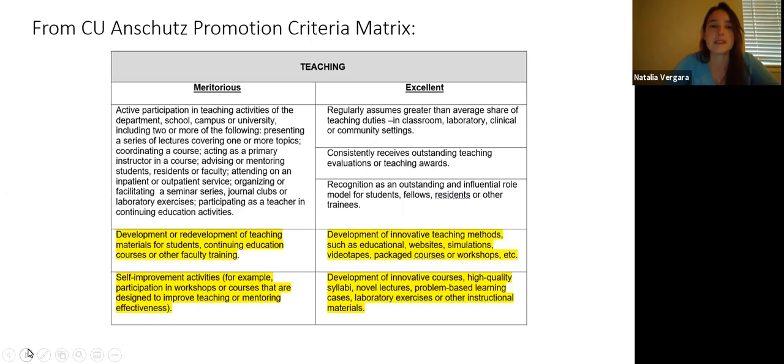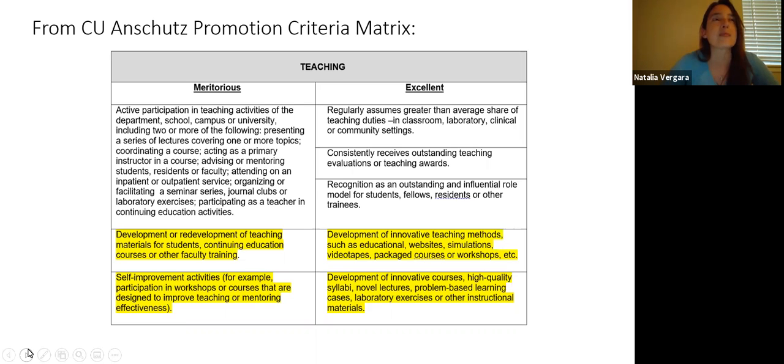So for example, this is an example from our own University of Colorado Anschutz promotion criteria matrix. But similar matrices are available in most universities to decide what is considered meritorious or excellent. And most universities have a 3 or 4 prong mission, right? In our case, it includes clinical service, but it also includes teaching, research, and other kind of service.